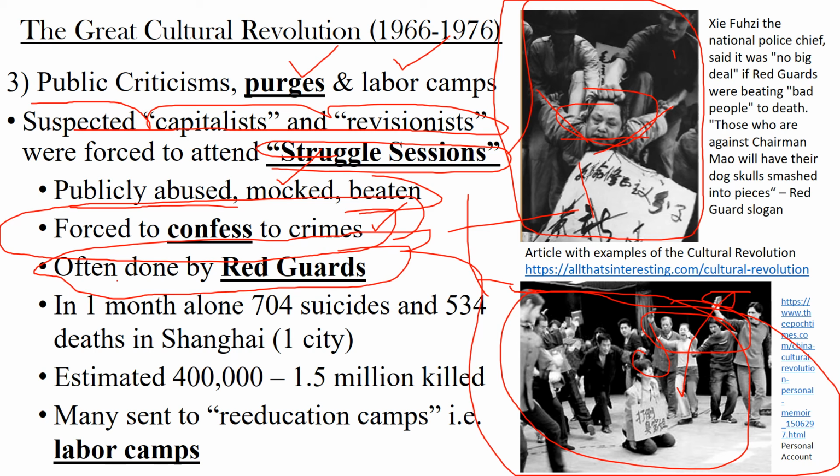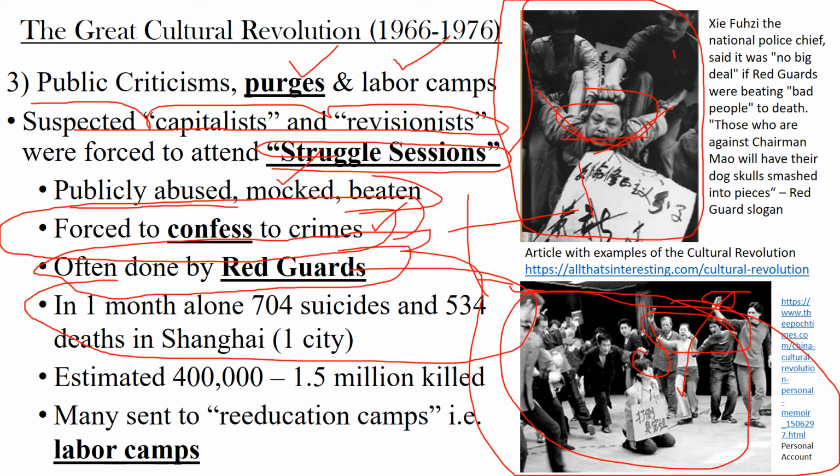And it led to many, many deaths. Certainly, suicide spiked throughout China during this time period. It's hard to follow all the statistics because there's so much chaos and anarchy going on during the Cultural Revolution that not a lot of things were recorded, but we have bits and pieces. In one month alone, there were 704 suicides in Shanghai and 534 additional deaths from their normal crime rate. That's just in one city in one month.